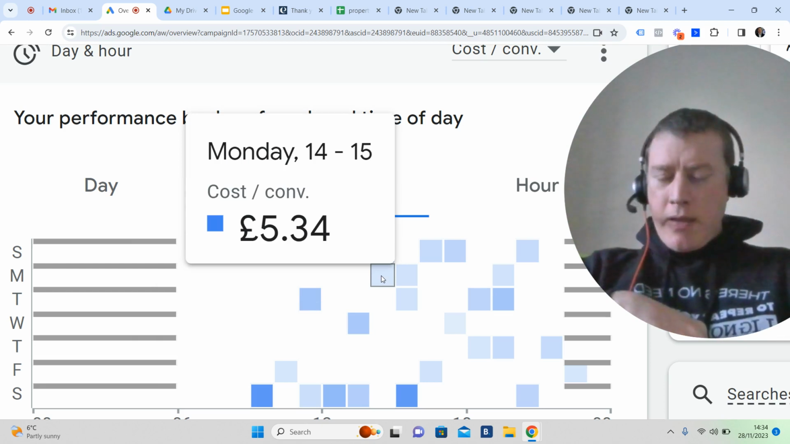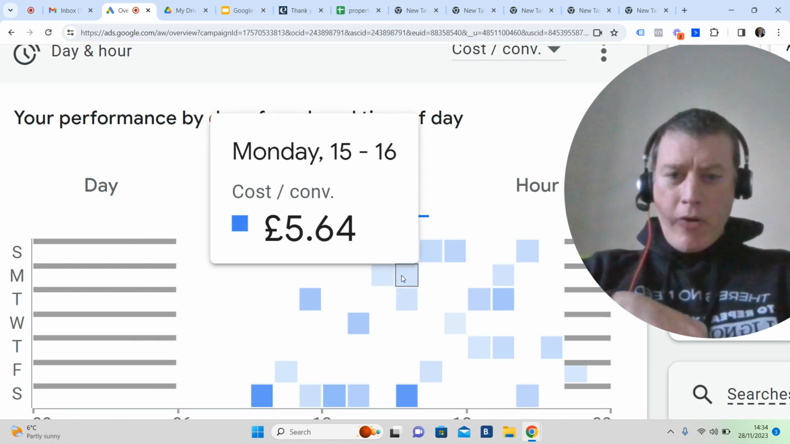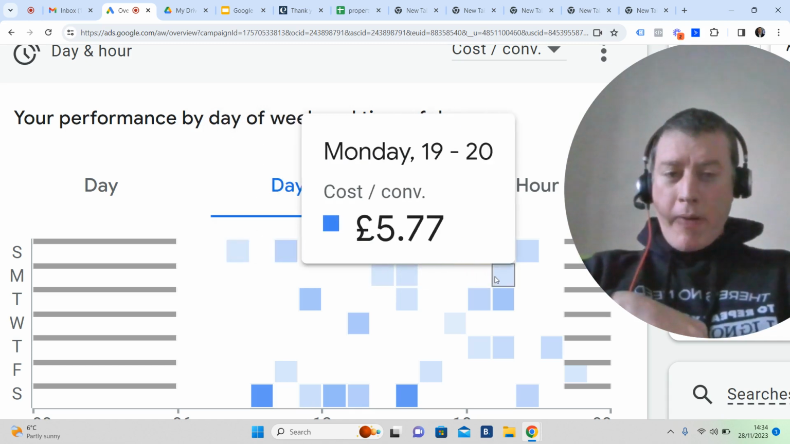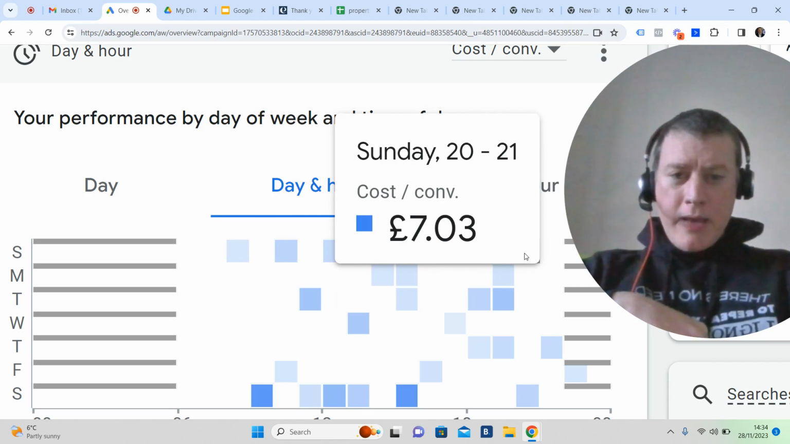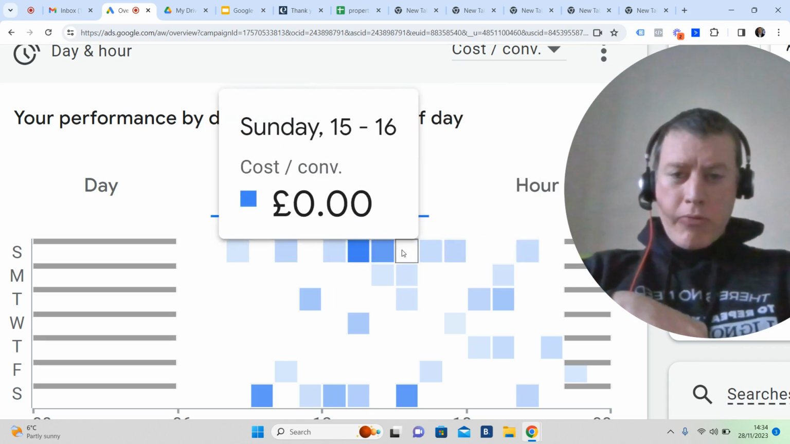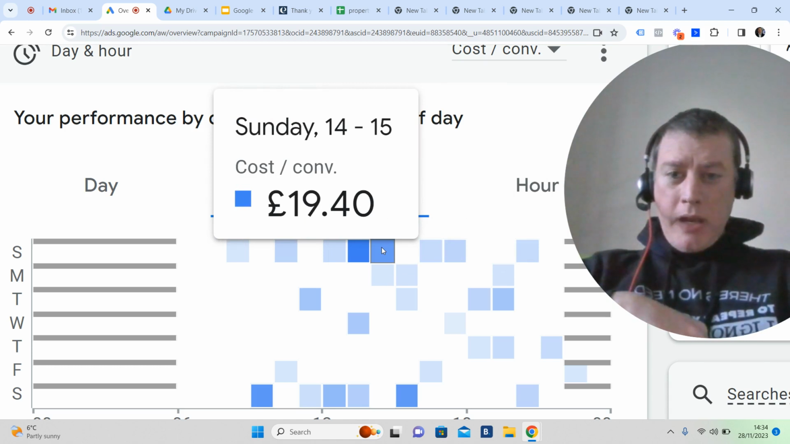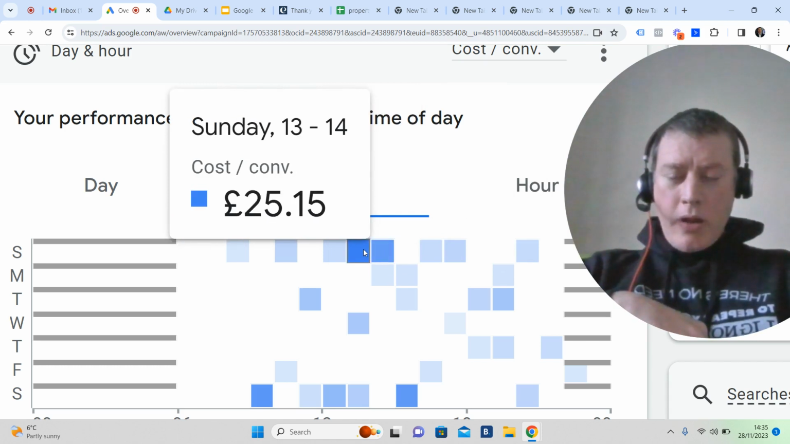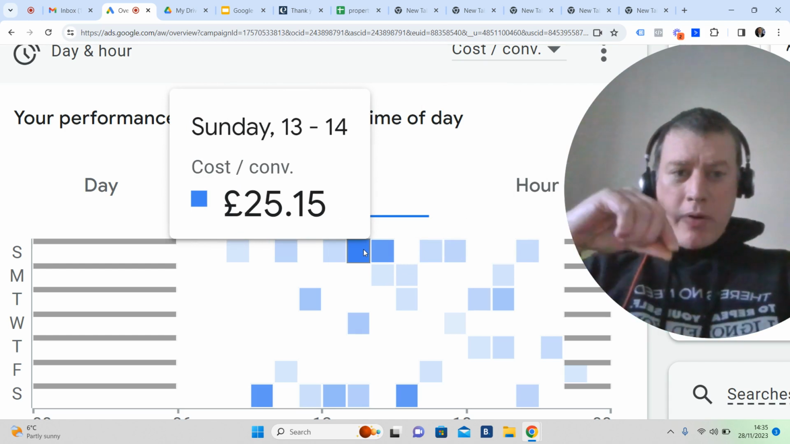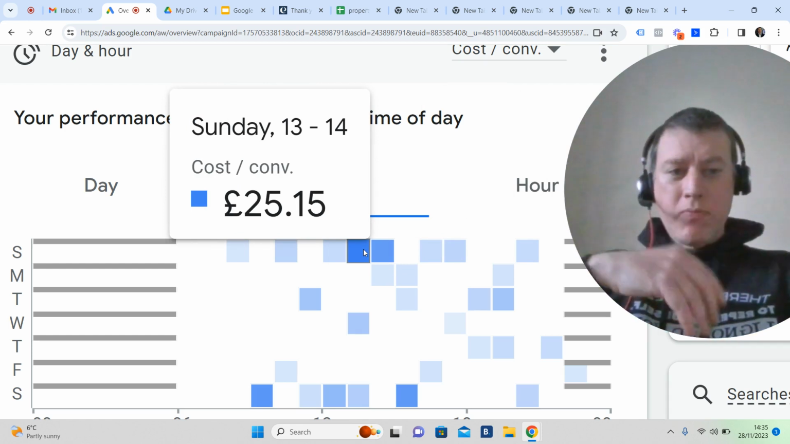But on Monday, £5.34, £5.64. A couple of hours later, £5.77. A couple of hours later than that. On Sunday, £7.03, £19.40, which is on the very high end here. But again, I believe these leads come to market, which is what it's all about, really.